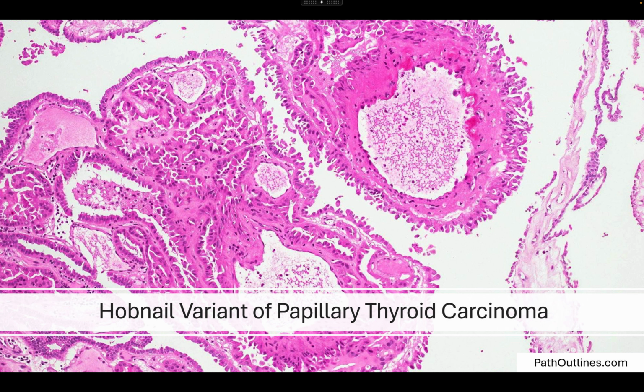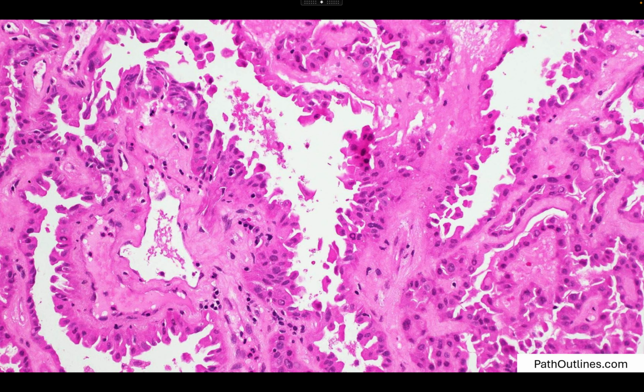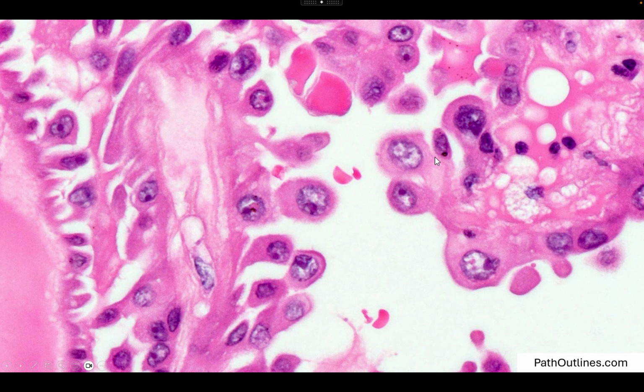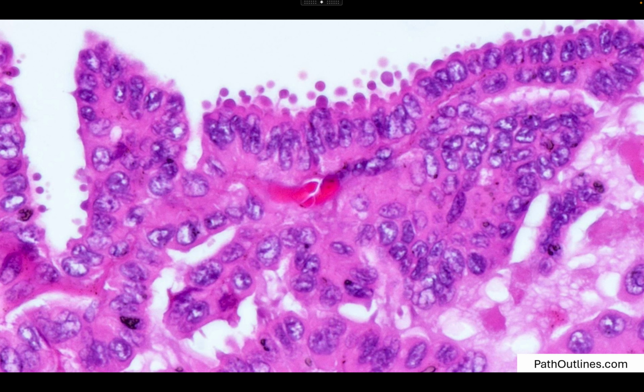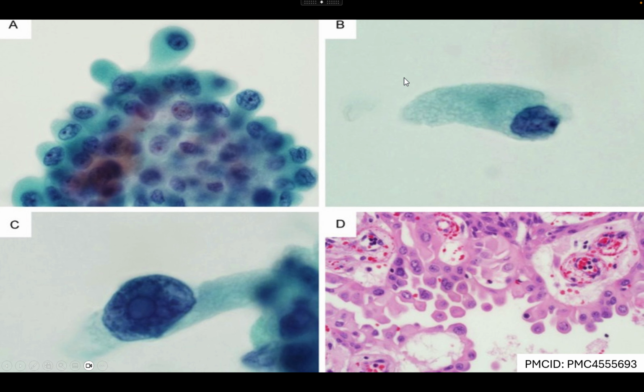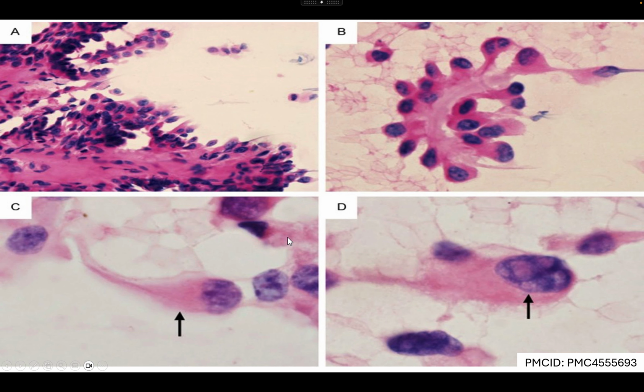This is a hobnail variant of PTC. You can see kind of these comet-like cytology here. And you can appreciate that a lot of them are micropapillary configuration. You don't see a telltale fibrovascular core. And they can have these secretions as well. And here's the cytology showing you that distinctive comet tail-like look seen in hobnail variant of PTC.